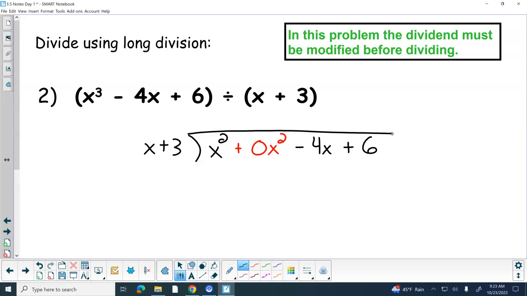With this now being set up, do it. Divide this out. Go. Good. This should have been a cube. Good eye.